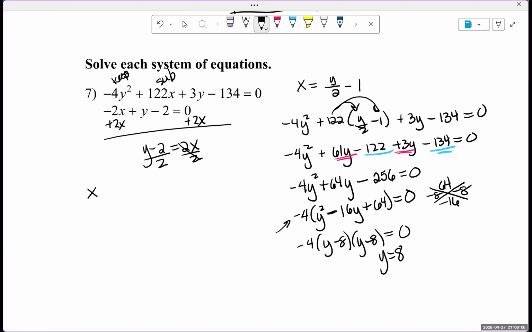So now we have x is equal to y over 2 minus 1. X is equal to 8 divided by 2 minus 1, which is 4 minus 1, which is 3. So we have x is 3, y is 8.